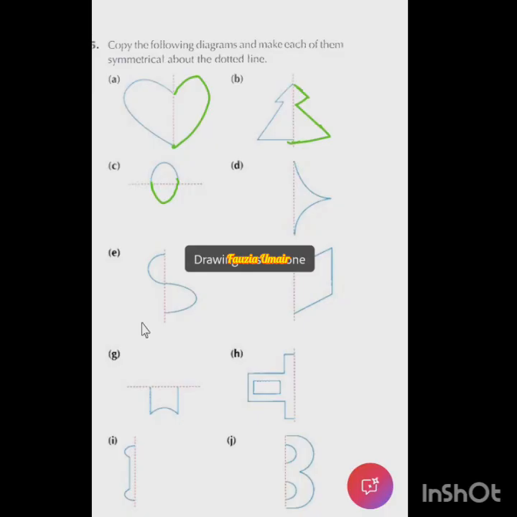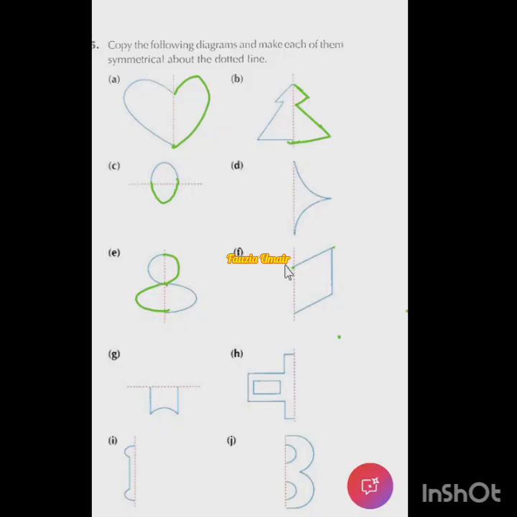What about this one? E part. Yes, ma'am. How will you draw? Ma'am, first the top one, we'll draw the shape like that, and in the bottom one, we'll draw it a little longer. Like this? Yes. Alright. So what about this one? Let's see. Here this part is higher and on this side it will be lower.